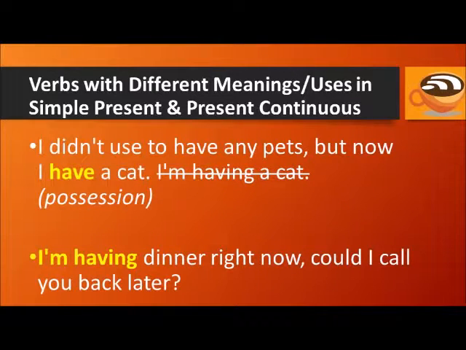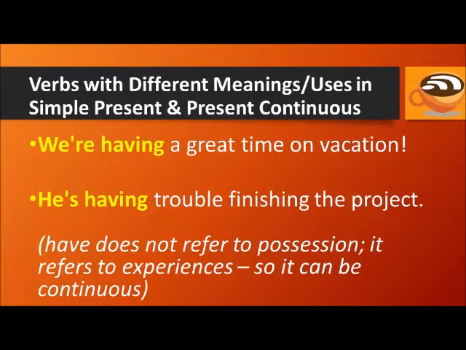For example, I didn't used to have any pets, but now I have a cat. Don't say, I'm having a cat, because have in this sentence refers to possession. But you can say, I'm having dinner right now. Could I call you back later? We're having a great time on vacation. He's having trouble finishing the project. In these cases, have does not refer to possessing a physical object, so we can use it in the continuous form.